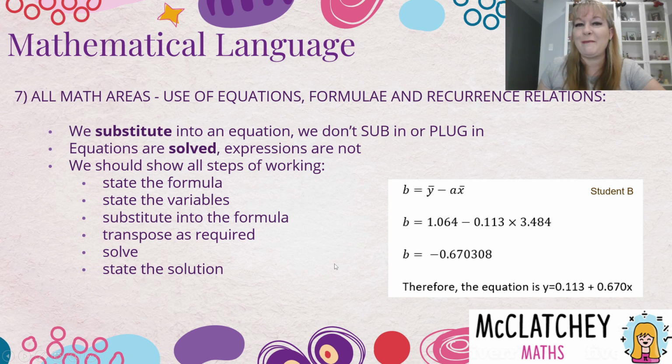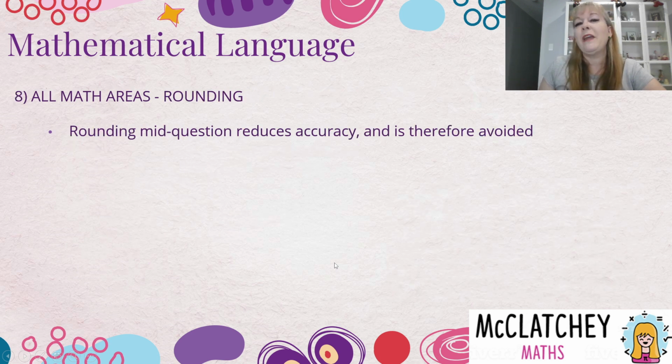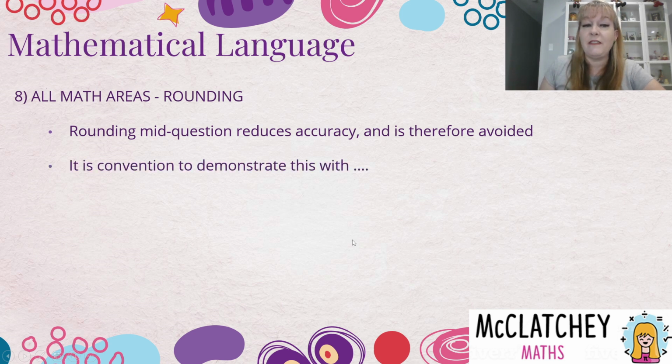That's appropriate mathematical language. When we are rounding, we need to make sure that we are rounding appropriately. That's a convention. When we round mid-question, that reduces the accuracy of our response, so we need to avoid doing that in that way.